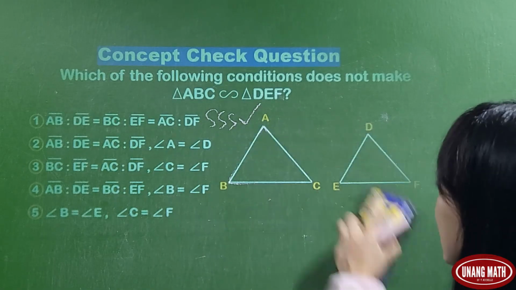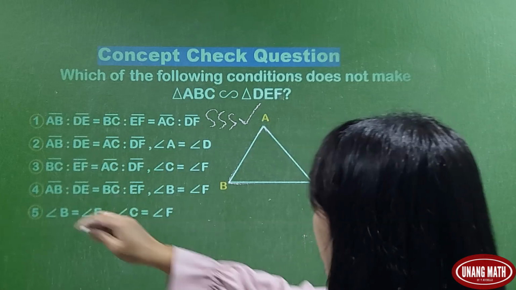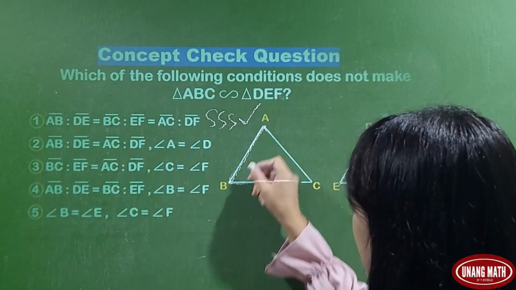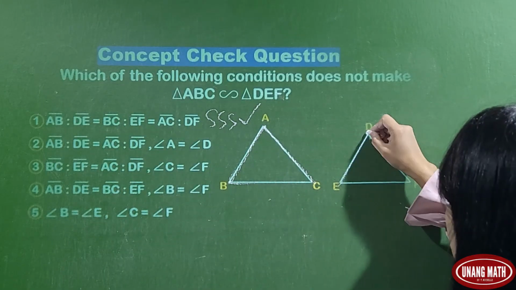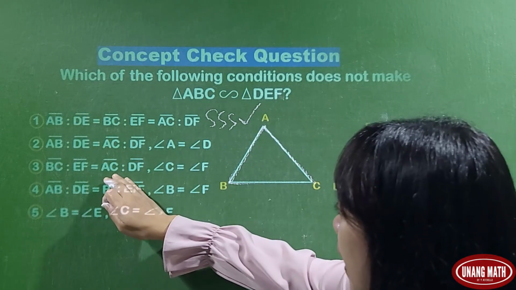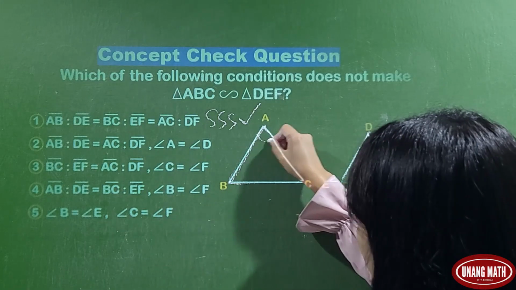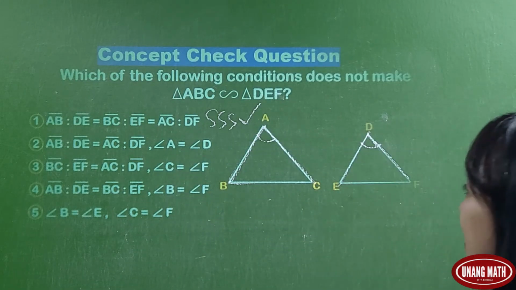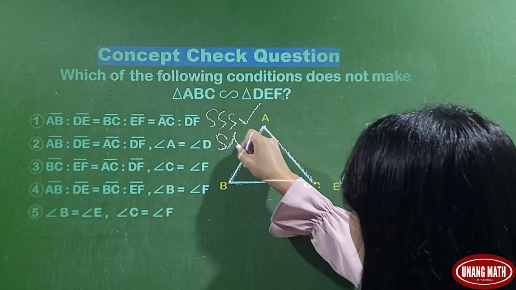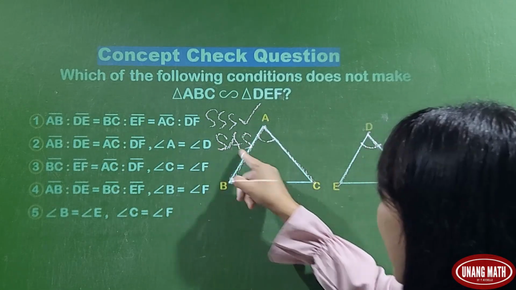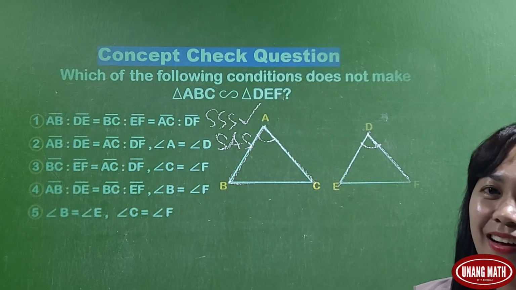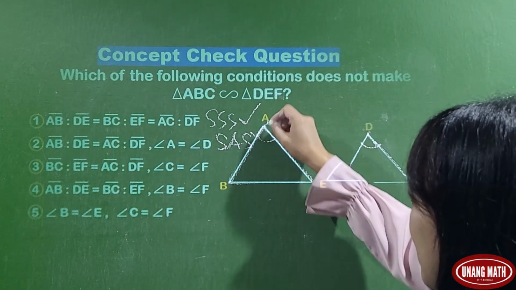Okay, what about the second condition? We have here AB, so this side, is to DE. And AC, or this side, is to DF. Now, angle A is equal to angle D. So this is S, or side, angle, side. So, SAS similarity. So it means these two triangles are similar figures. So this is also correct.